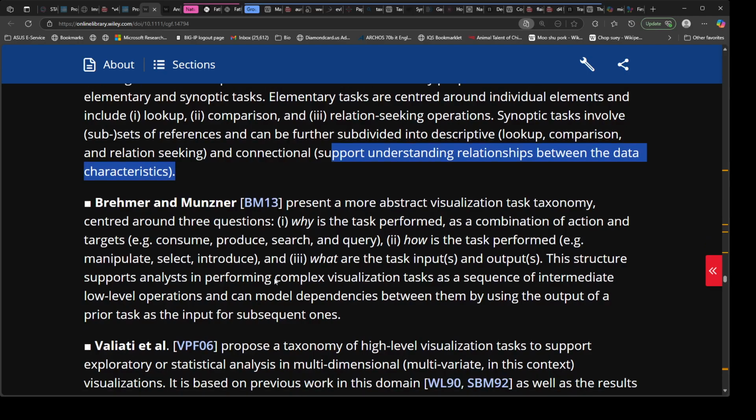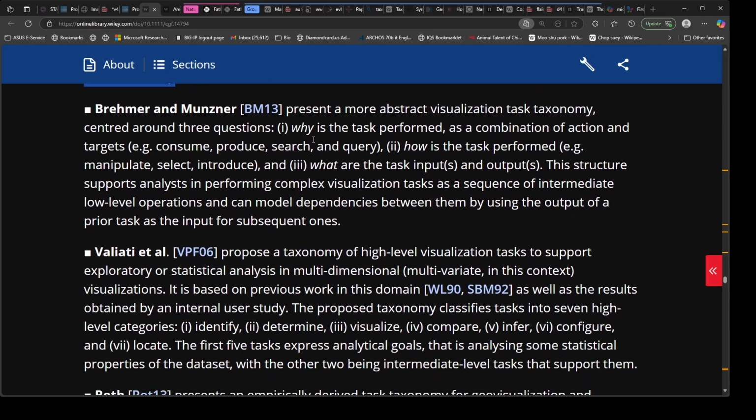Brehmer and Munzner, BM13, present a more abstract visualization task taxonomy, centered around 3 questions. 1. Why is the task performed? As a combination of action and targets, for example, consume, produce, search, and query. 2. How is the task performed? For example, manipulate, select, introduce. And 3. What are the task inputs and outputs? This structure supports analysts in performing complex visualization tasks as a sequence of intermediate low-level operations, and can model dependencies between them by using the output of a prior task as the input for subsequent ones.